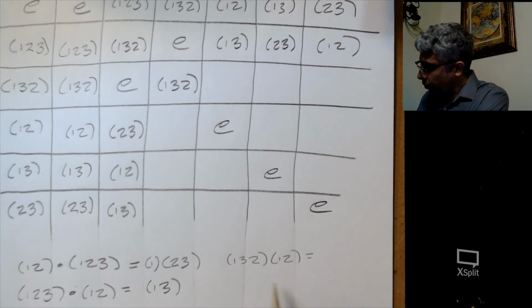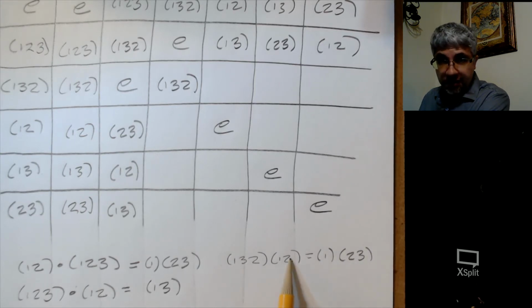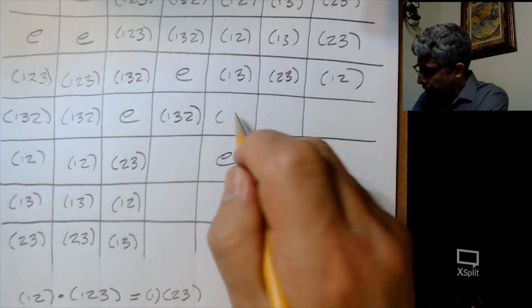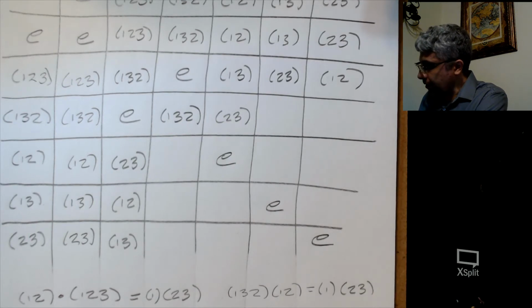Okay? So 1 goes to 2, which goes to 1. So 1 goes to itself. I could write it or not. 2 goes to 1, which goes to 3, and 3 goes back to 2 because, well, this doesn't move it at all. So I get 2, 3 there.